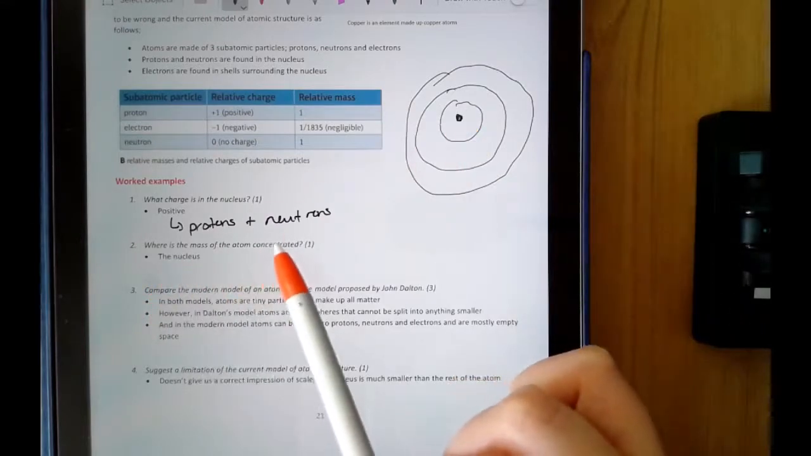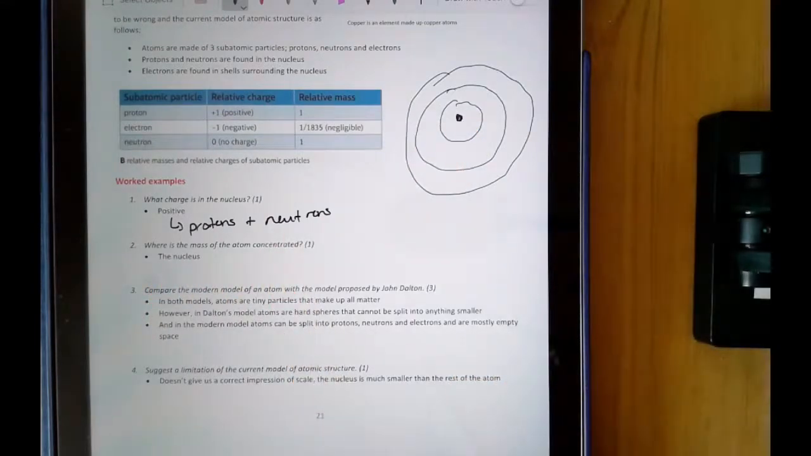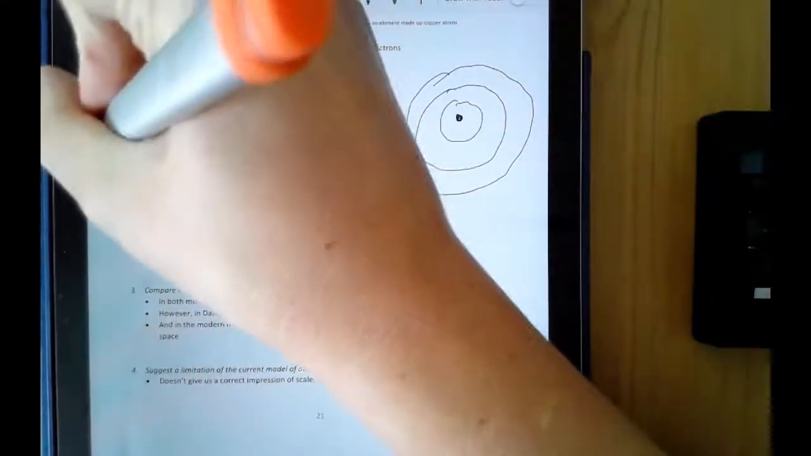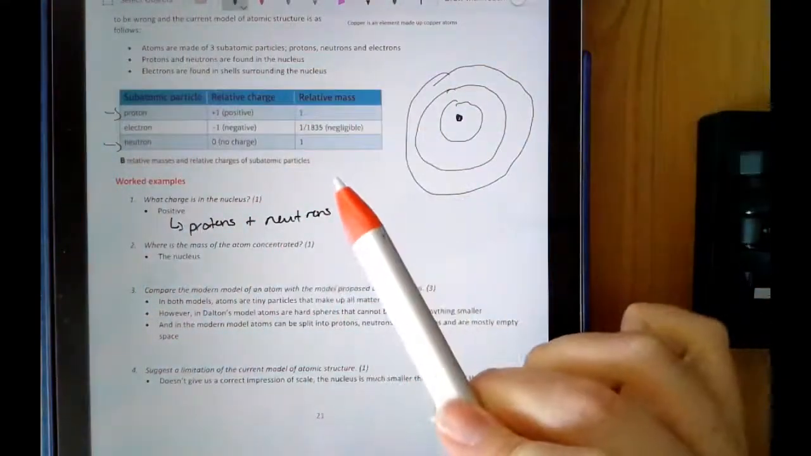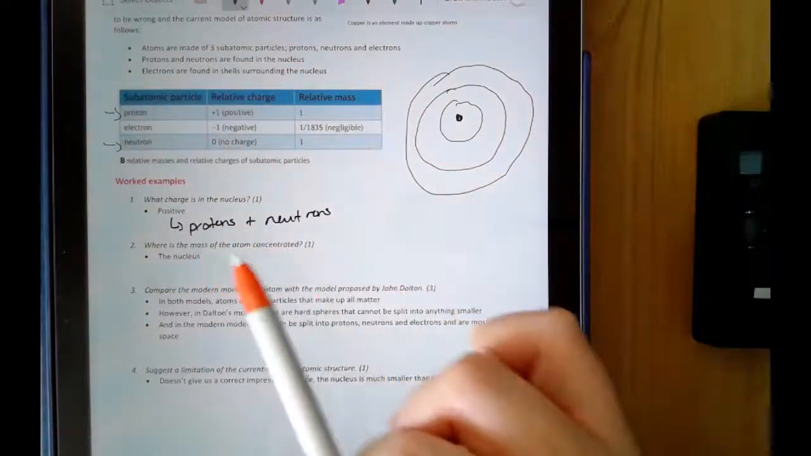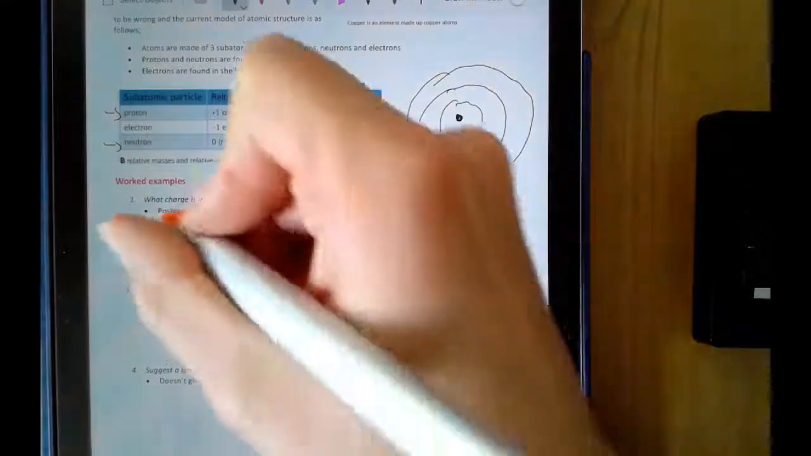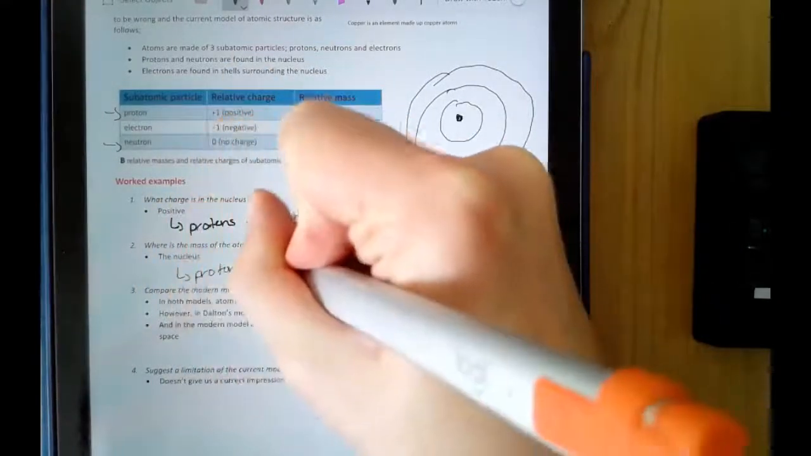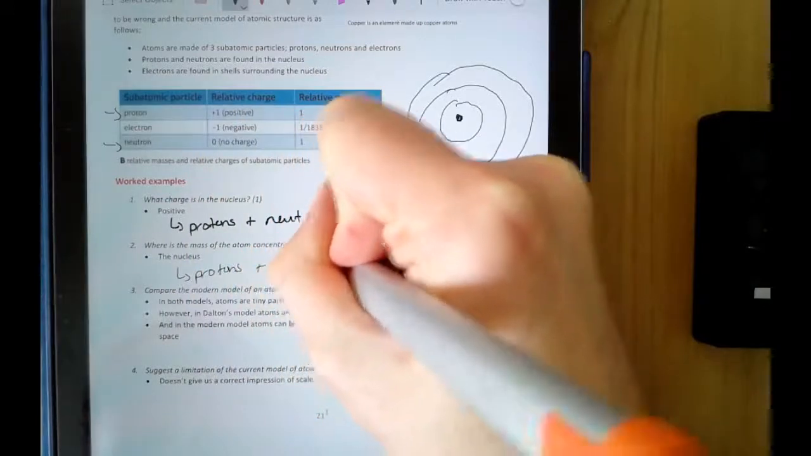Where is the mass of the atom concentrated? If you look at the 2 particles that have mass, you've got protons, they've got mass, and neutrons, they've got mass. Protons and neutrons are both found in the nucleus. So I can say the mass of the atom is concentrated in the nucleus. That's because you find the protons and your neutrons in the nucleus.